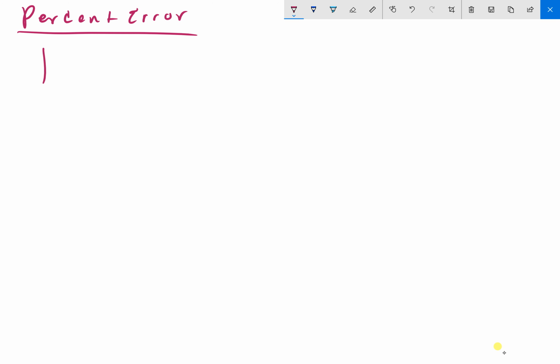You can use the formula: the actual minus the measured, divided by the actual. And actually I should say it's the absolute value of the actual minus the measured, divided by the actual, times 100. And you'll notice I have parentheses in there. And it works like this.